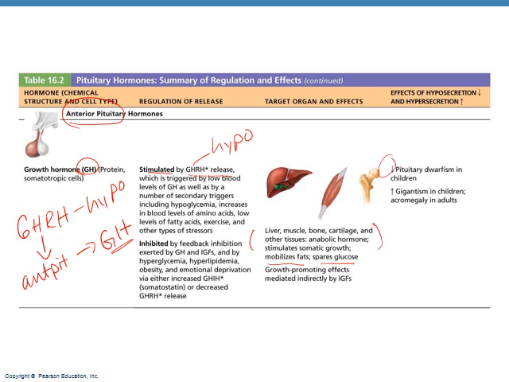So if you have too little, you could be short in stature, pituitary dwarfism. If you have too much, you could have gigantism, right? And those are both in children. And then we call it acromegaly if you're an adult and all of a sudden you're producing lots of growth hormone.